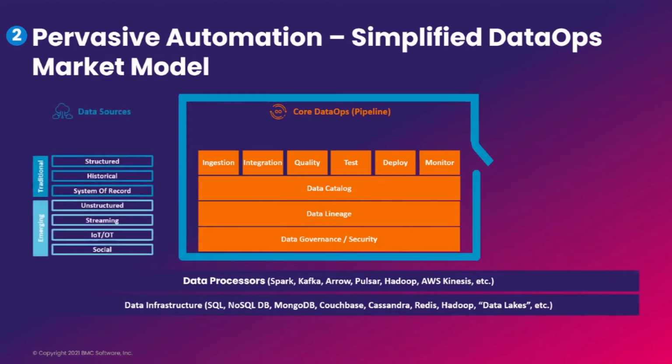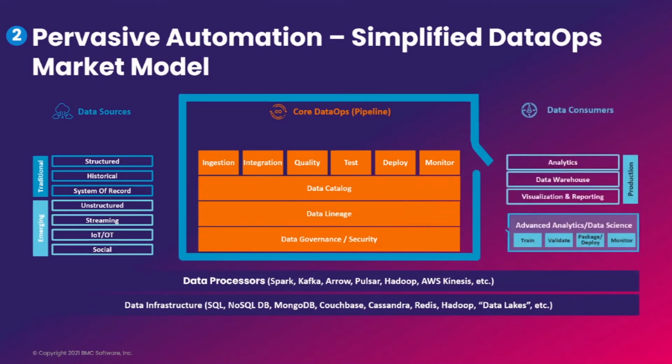If you look to the left, we basically have two distinct buckets of data sources. One, the traditional set of data sources, and two, the emerging set of data sources that are ripe for exploitation for monetizing data as an asset. On the right, you have, again, two sets of data consumers. One is the traditional consumers, the analytics, the BI, visualization folks. And the second is the advanced analytics and the data science folks, who themselves have led to a new capability called MLOps, which is a close cousin of DataOps.